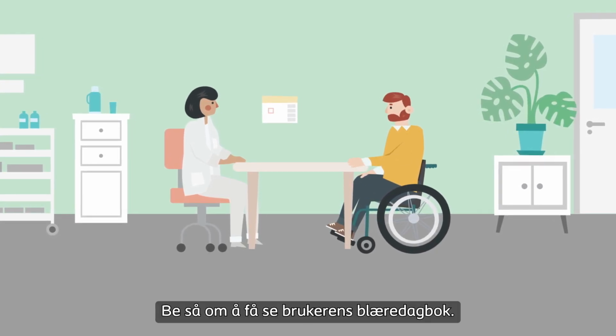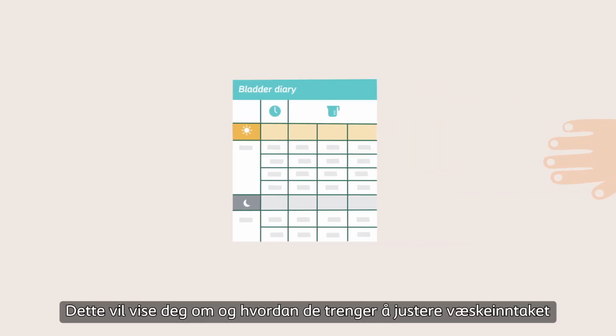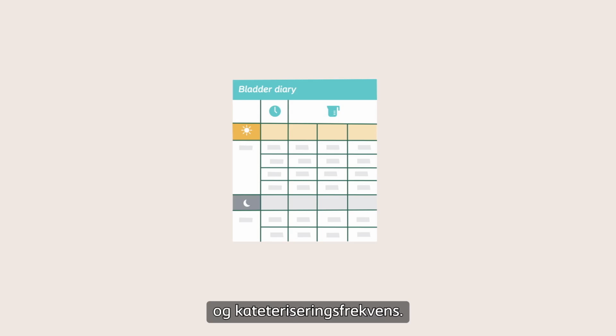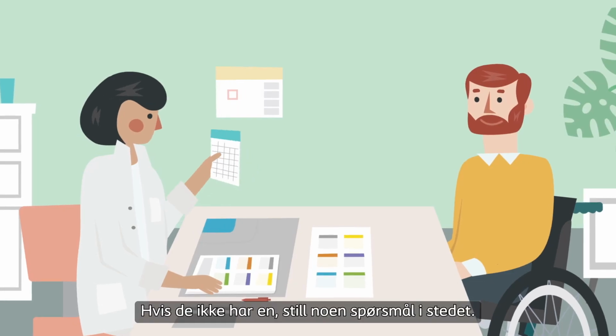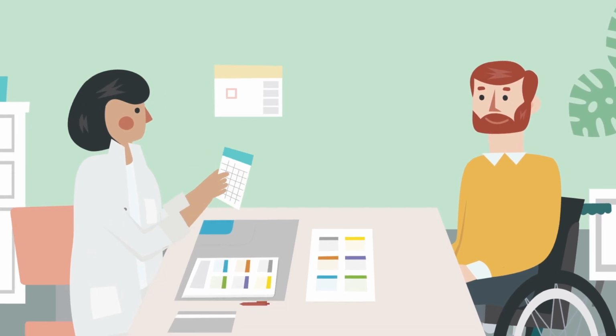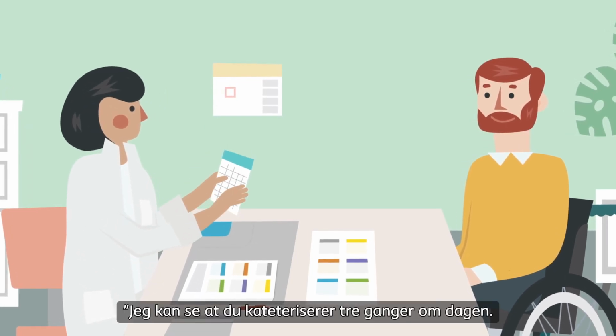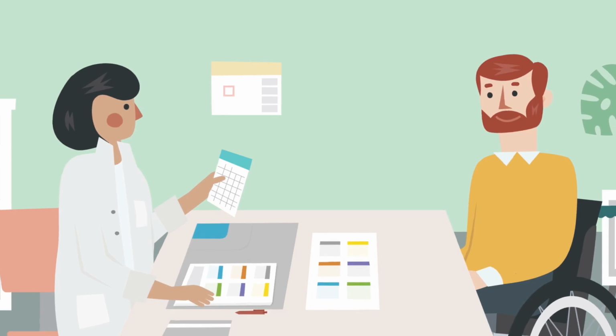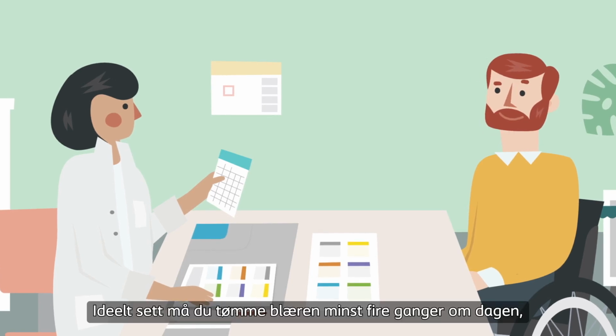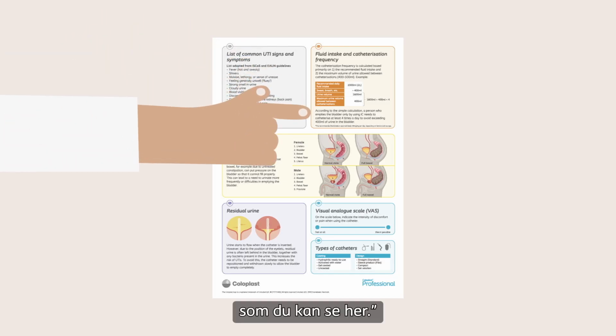Then, ask to see the user's bladder diary. This will show you if and how they need to adjust their fluid intake and catheterization frequency and timing. If they don't have one, ask some questions instead. I can see that you catheterize 3 times a day. Ideally, you need to empty your bladder at least 4 times a day, as you can see here.